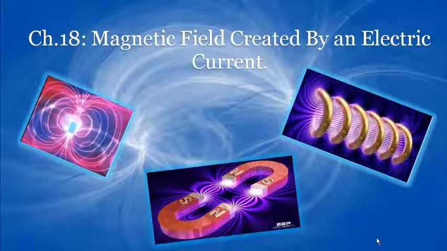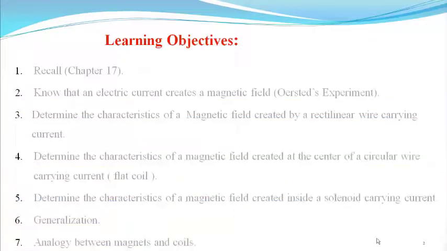Last week we started with chapter 18, magnetic field created by an electric current. We talked about the first three objectives. Now, in this part, we are going to explain two additional objectives. First, we will determine the characteristics of a magnetic field created at the center of a circular wire carrying current, and we will study the case of a flat coil. After, we will determine the characteristics of a magnetic field created inside a solenoid carrying current.